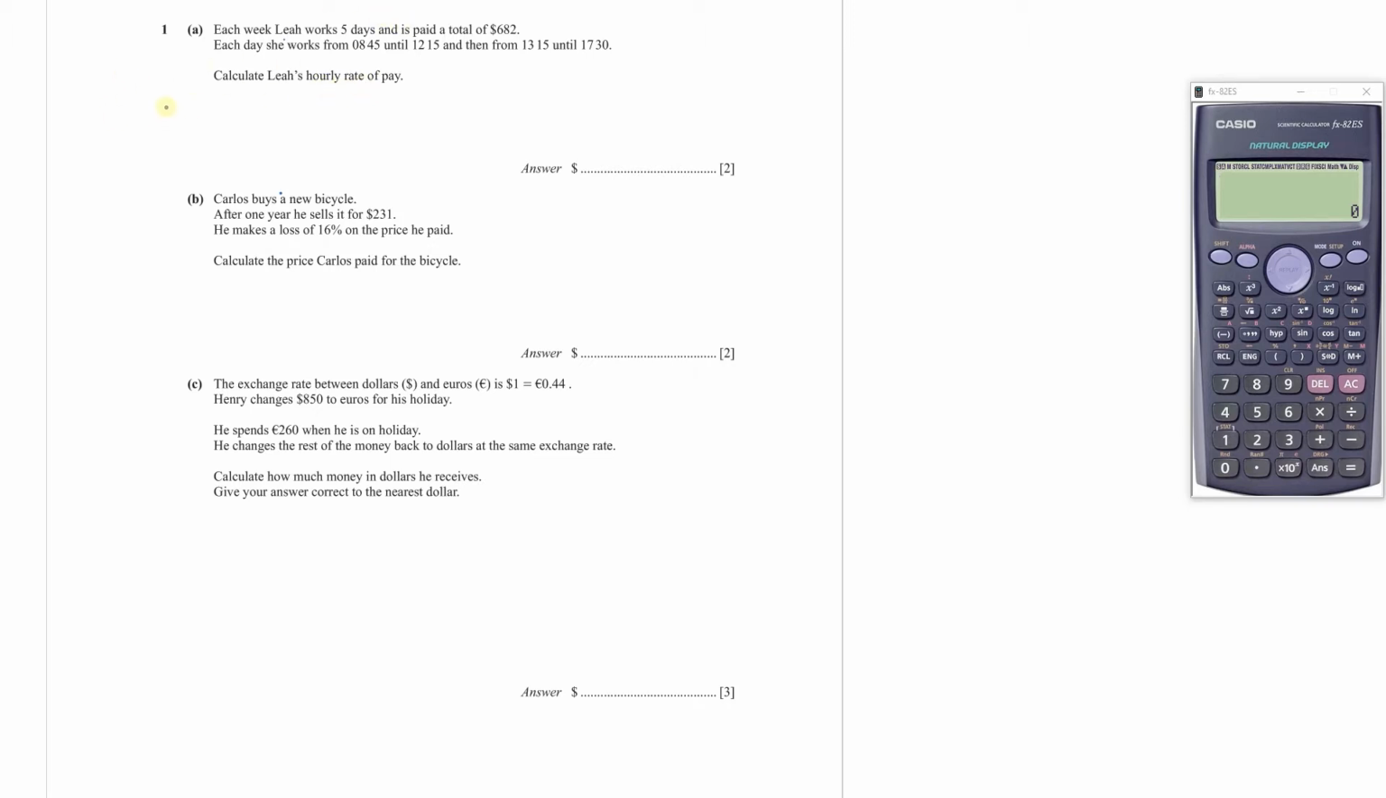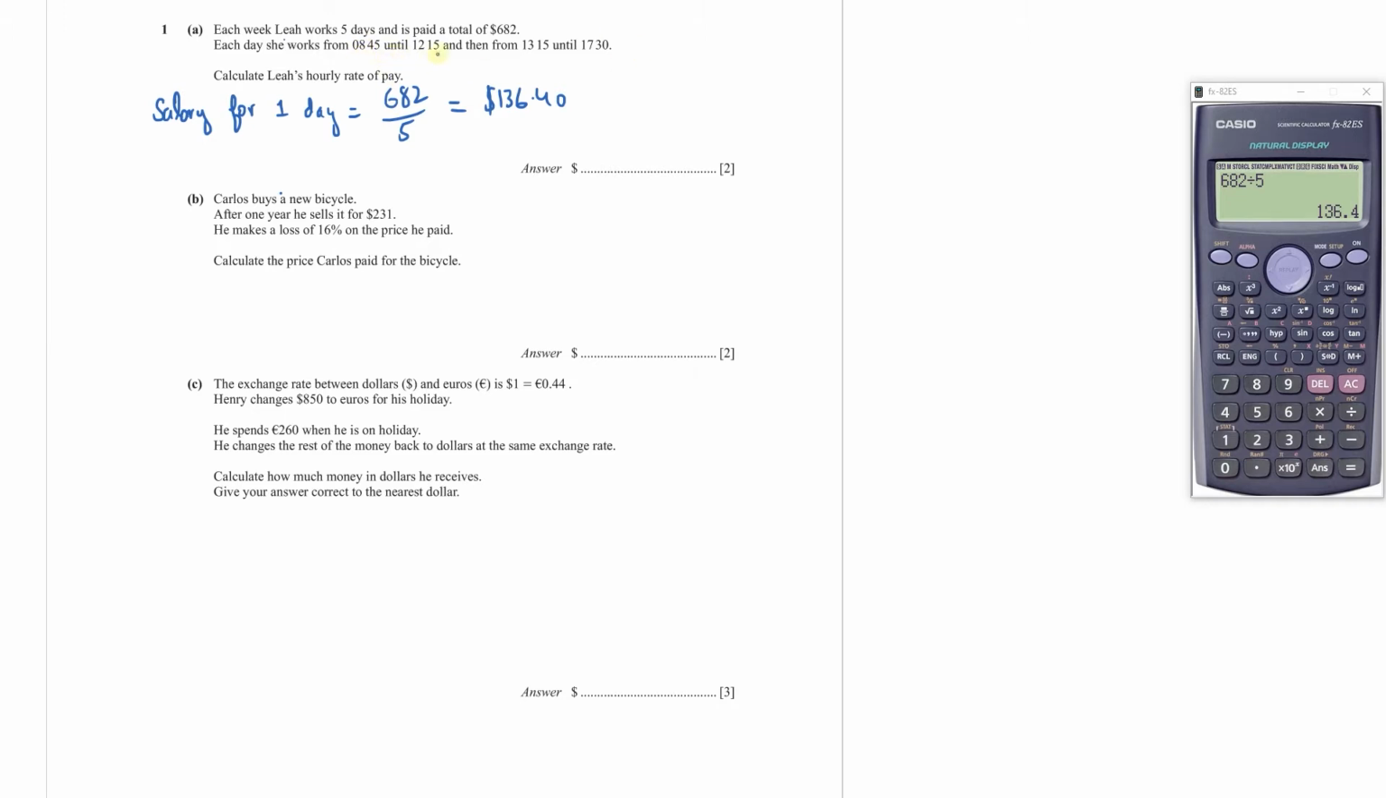So let's start with the salary for one day, which will be 682 divided by 5 days. So this will be 682 divided by 5, which is $136.40. So let's now calculate the number of hours she works each day.